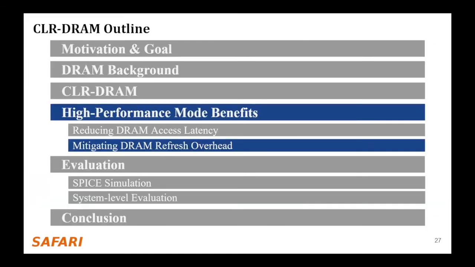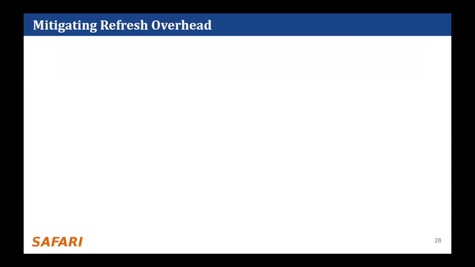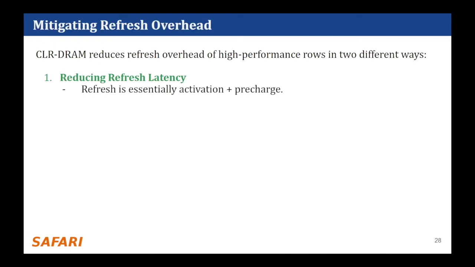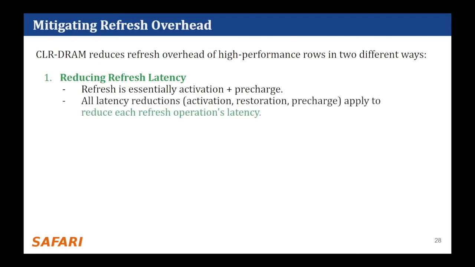Now let me explain how CLR-DRAM mitigates DRAM refresh overhead in high performance mode. CLR-DRAM reduces refresh overhead of high performance mode rows in two different ways. First, it reduces the latency of a refresh operation. This is because refreshing a row is essentially restoring the charge level back to the cell and then performing precharge to close the row, so the activation, restoration, and precharge latency reductions also apply to reduce the latency of refreshing a DRAM row.